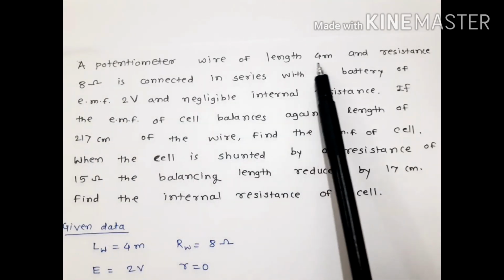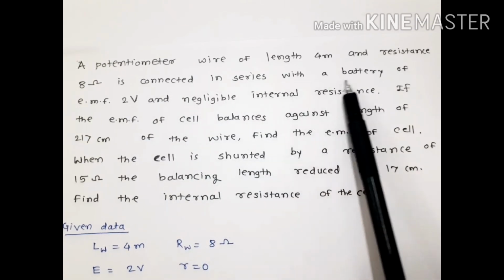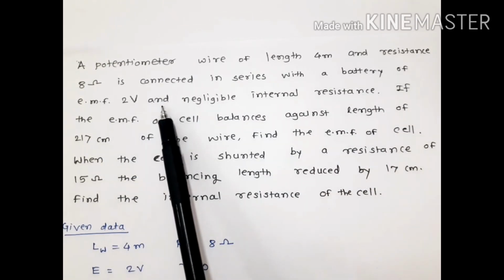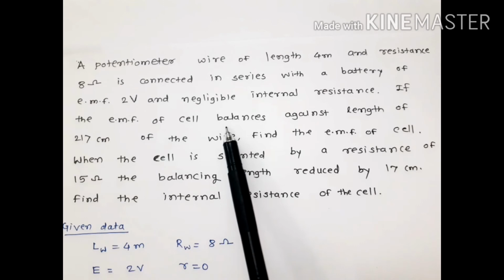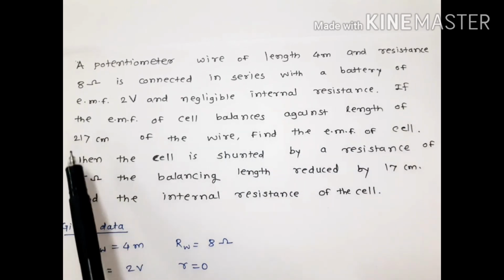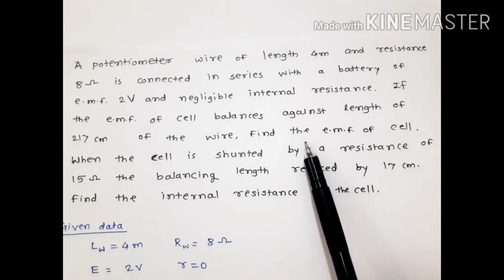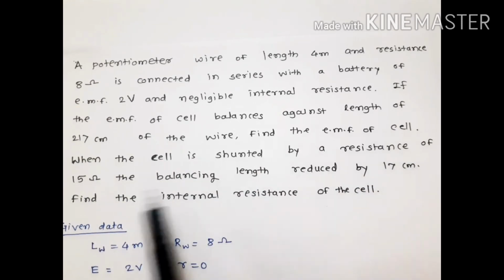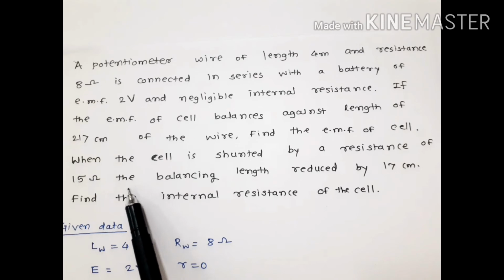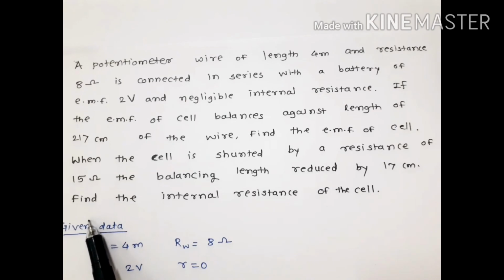A potentiometer wire of length 4 meter and resistance 8 ohm is connected in series with a battery of EMF 2 volt and negligible internal resistance. If the EMF of the cell balances against a length of 217 centimeter of the wire, find the EMF of the cell. When the cell is shunted by a resistance of 15 ohm, the balancing length reduces by 17 centimeter. Find the internal resistance of the cell.